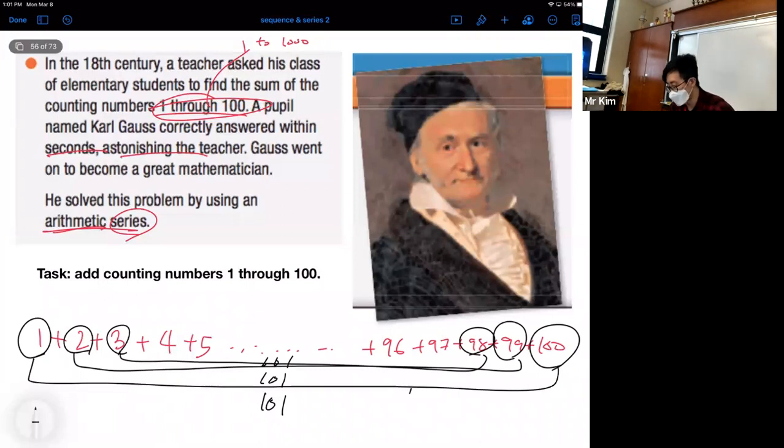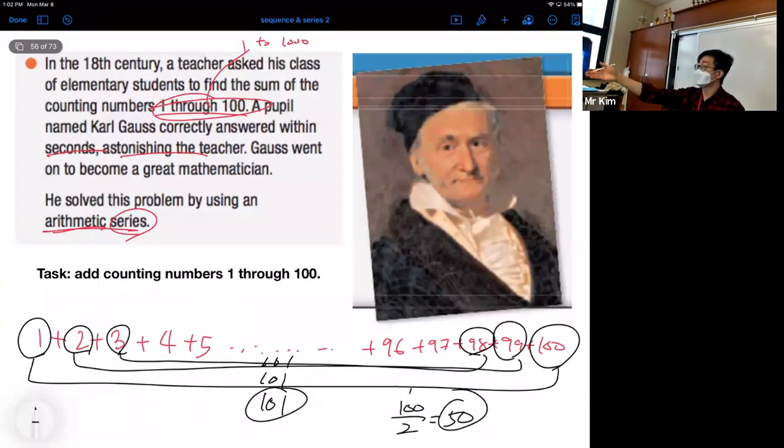So like Wyatt said, we take this 100 and divide it by 2, which is pretty simple, 50. And what do we do with 50 and 101, Wyatt? Multiply. So 1 plus 2 plus 3 plus 4 plus 5 all the way to 100 is 50 times 101, because that's 101 times 50. Does that make sense? Okay. That's how arithmetic series work.